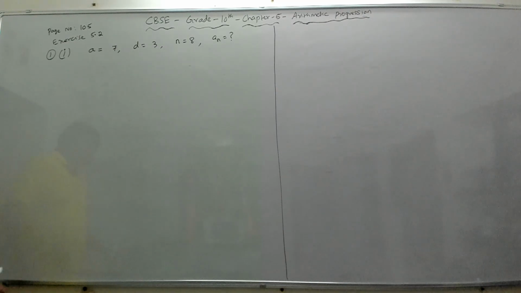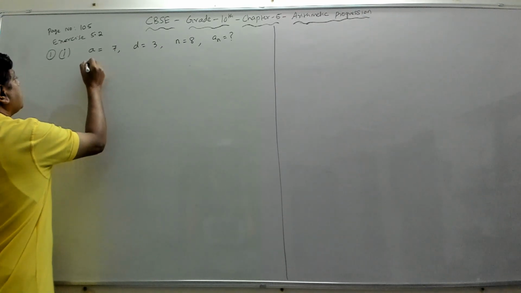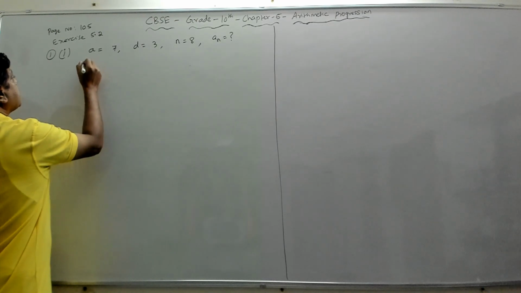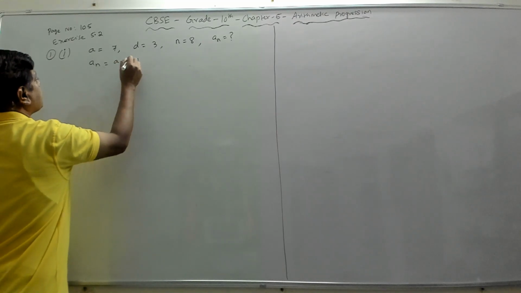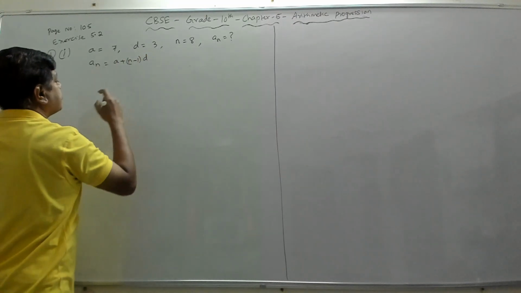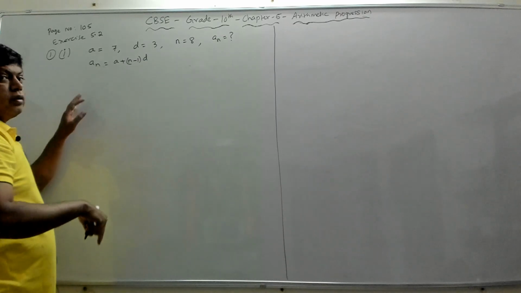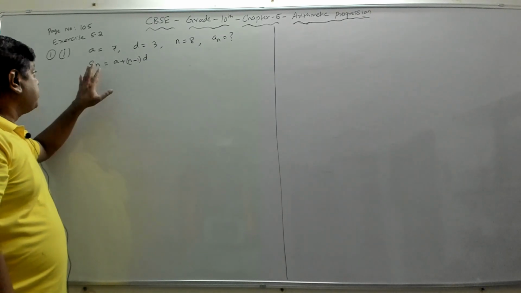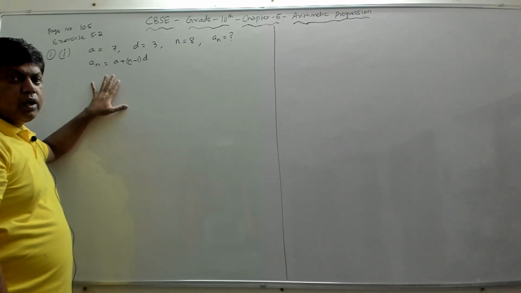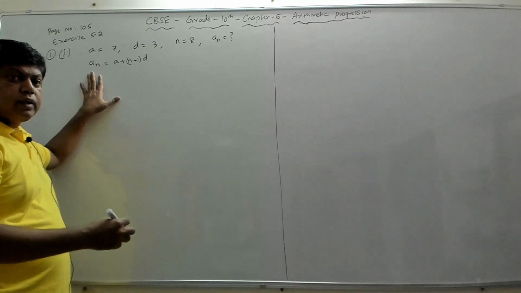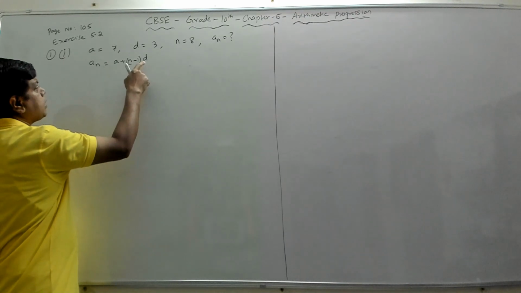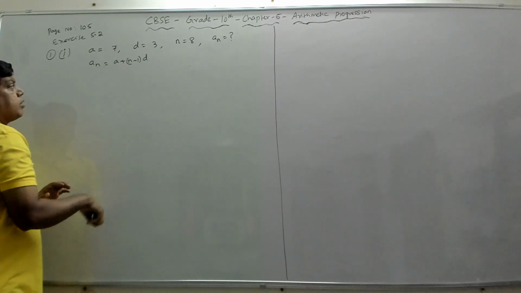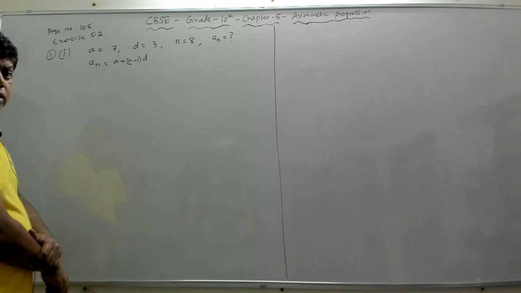Fine. So what is our AN formula? The general term of the AP, our AN, is A plus N minus 1 into D. AN is called the nth term of an AP. The nth term of an AP is A plus N minus 1 into D. This is the formula to find the nth term of an AP.